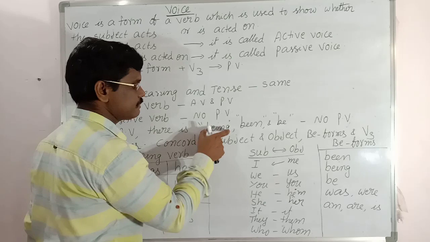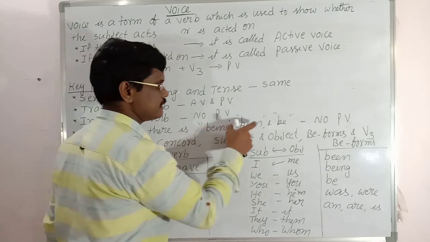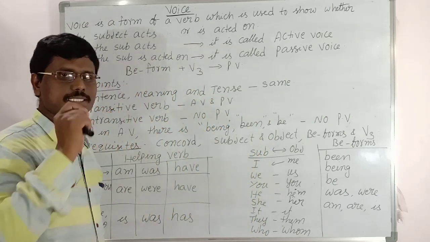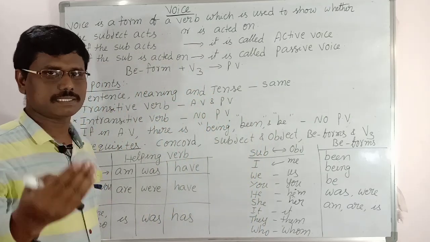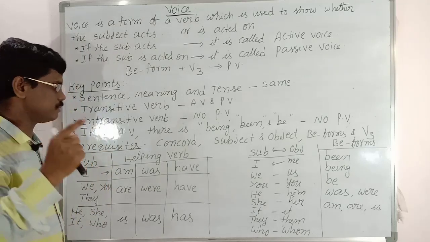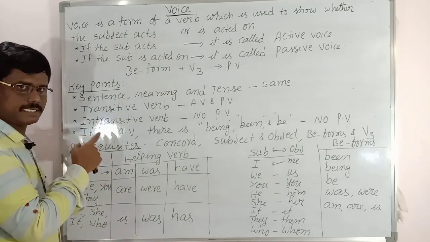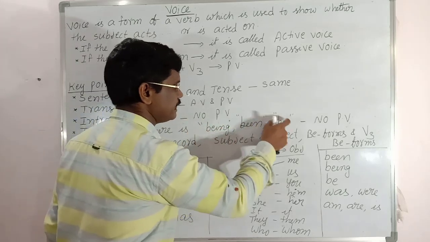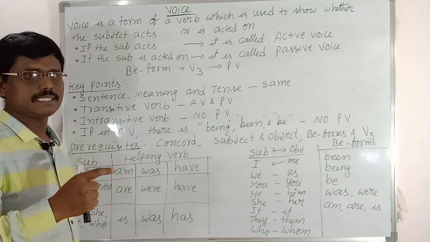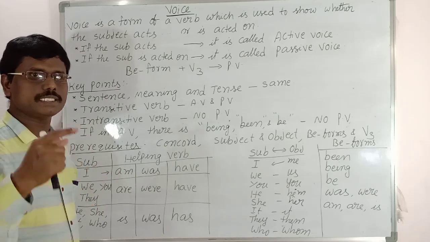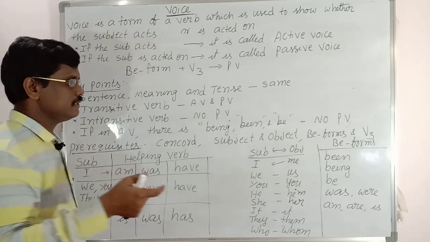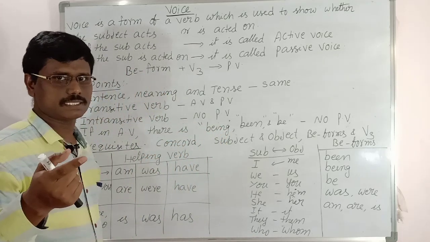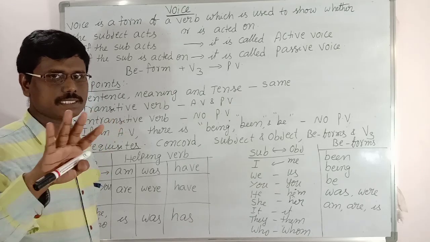Next, in the given sentence, for example an active voice sentence, if there is the word being, been or be, then such a type of sentence doesn't change into passive voice. Once again, very important: if there is being, been, be in the given sentence, that sentence cannot be changed into passive voice. For example, we find being in future continuous tense. Future continuous tense, no passive voice.